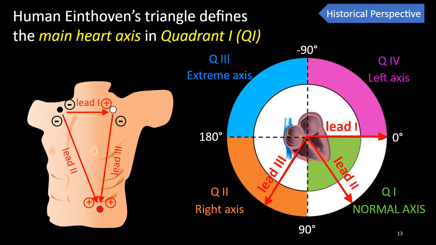Using Einthoven's triangle, the 3 frontal electrical heart axes for the P wave, QRS complex, and T wave can be defined. Because in humans, the QRS complex is the largest component out of the 3 ECG waveforms, the QRS axis, identified by Einthoven's triangle, defines the main heart axis. In normal human adults, the main heart axis is in quadrant 1, whereas abnormal shifts of the main axis to the other three quadrants are found in cardiomyopathies.